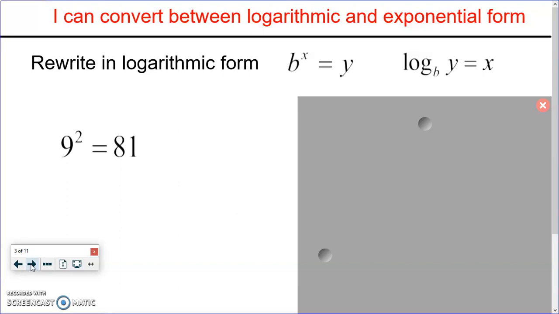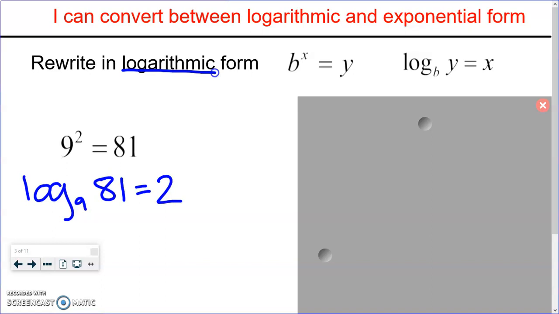So this problem says, write in logarithmic form. So we want to have a log in our final answer. We know we're going to start with writing log. Our base, in this case, is a 9, gets written kind of tiny and a little bit lower. And then log base b of y, that's what's on the other side of the equal sign. That is our 81. Equals what would be the exponent, which is 2. This is now written in logarithmic form.